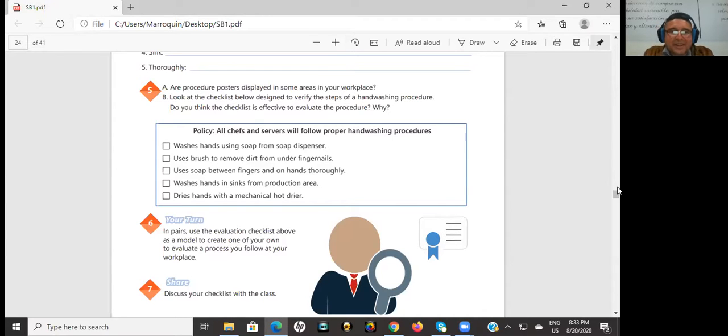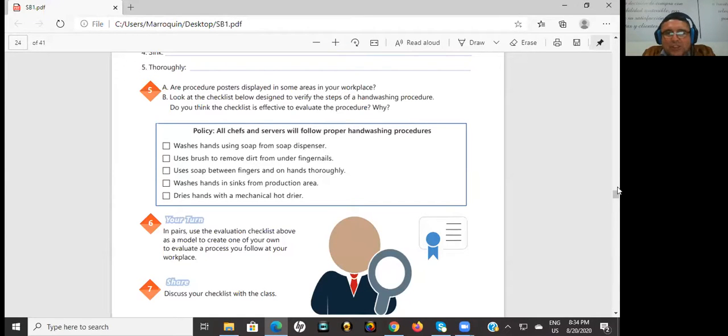Fingernails. Okay, very good. Next one, Helen. Use soap between fingers and on hands. Truly. Okay, Truly. Good. Christian Omar, number four, please. Washes hands and sinks from production area. Okay, very good. And the last one, Fernando. Mechanical hot dryer. All right, very good.